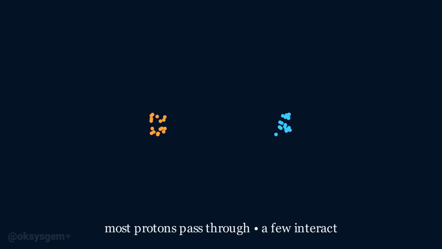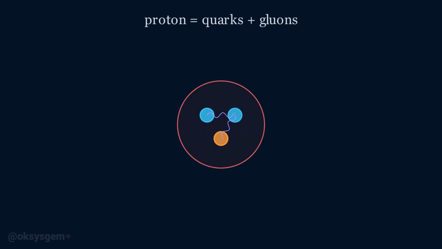When two high-energy protons collide, they do not behave like two microscopic billiard balls smashing together. A proton is not fundamental. It contains smaller particles called quarks, held together by particles called gluons. At high enough collision energies, interactions can occur between these internal components. The energy concentrated into the collision can then produce completely new particles.